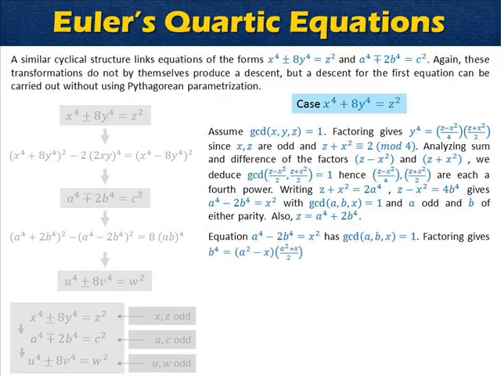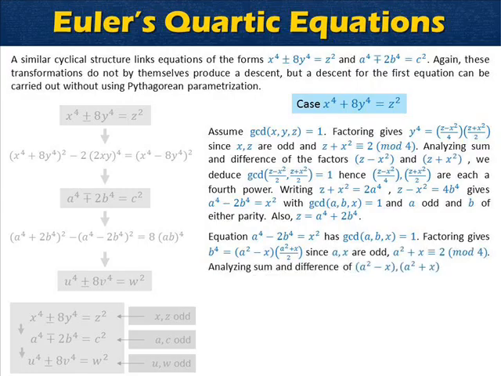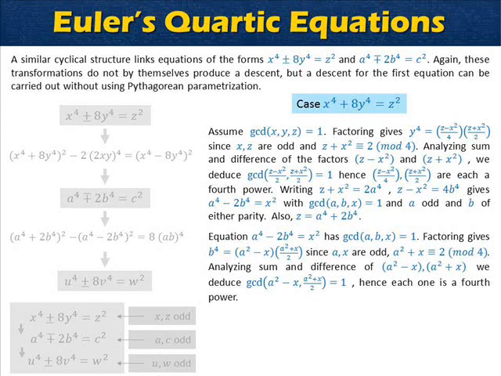Factoring gives b raised to the fourth equals a squared minus x times a squared plus x over 2, since a and x are odd and a squared plus x is congruent to 2 modulo 4. Again, analyzing the sum and difference of the factors, we deduce that they are coprime. Hence, each one is a fourth power. So we can write a squared plus x equals 2 times u raised to the fourth, and a squared minus x equals v raised to the fourth, with u odd.